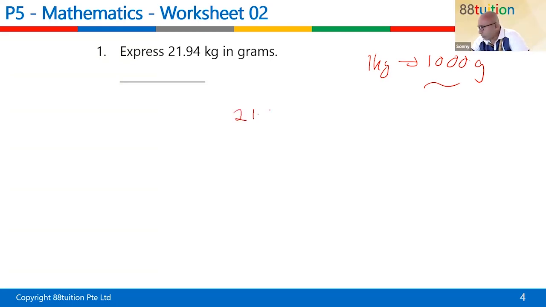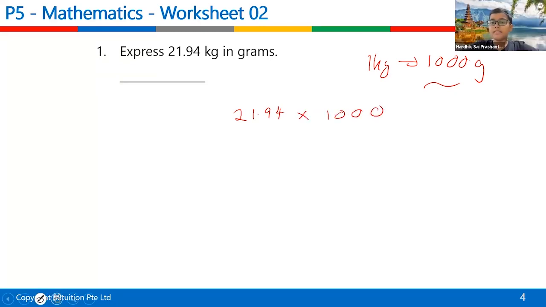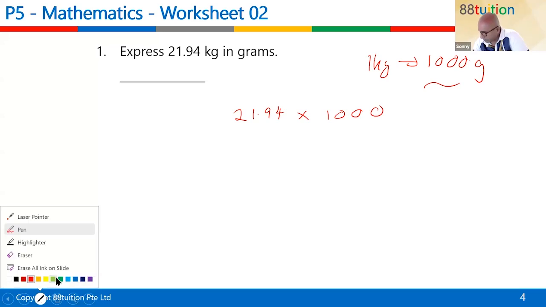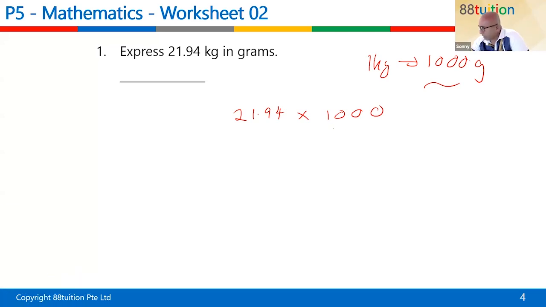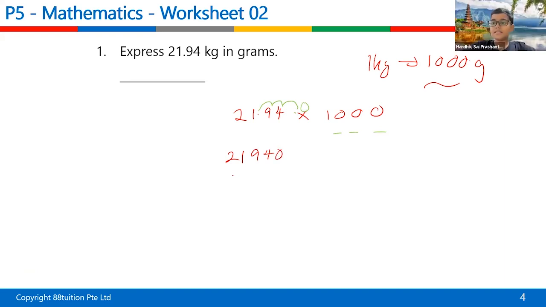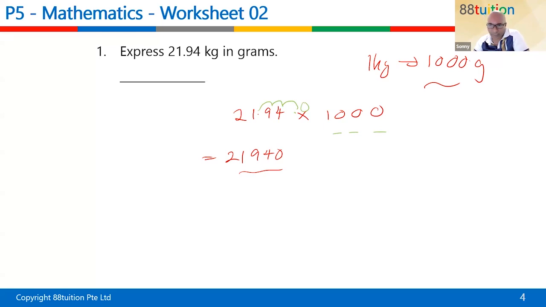The way to do it is 21.94 times 1,000, right? Yes. Okay, let's see whether I can use a different color here. How many zeros are there? 3. 1, 2, 3. So you just move 1, 2, 3, and then you put a 0 after that. So when you do that, you get 21940. You saw that? Yes. Okay, one of the easiest methods, all right? So you can use this. Of course, the first question is rather easy, but it's a good start, okay?